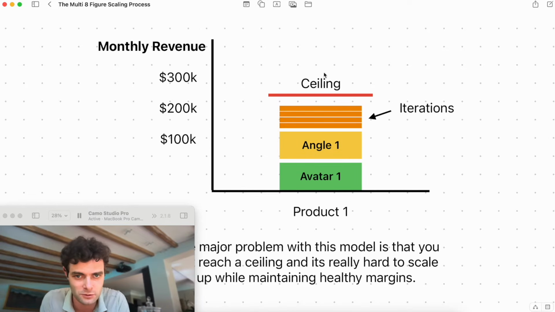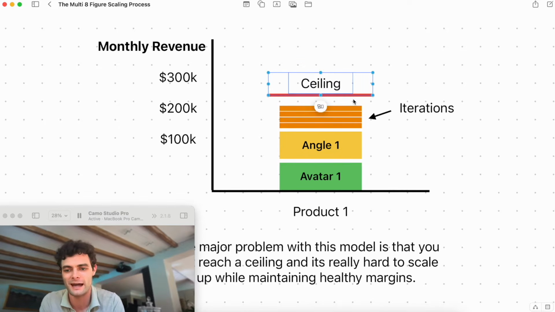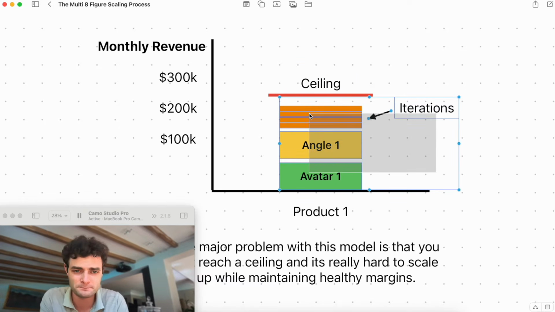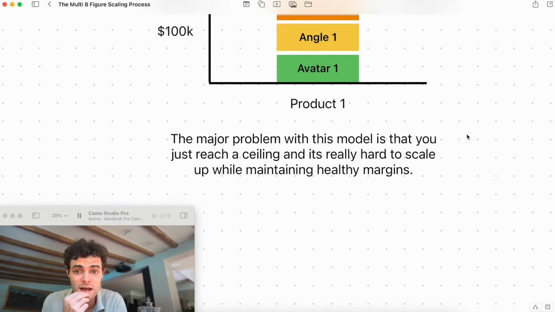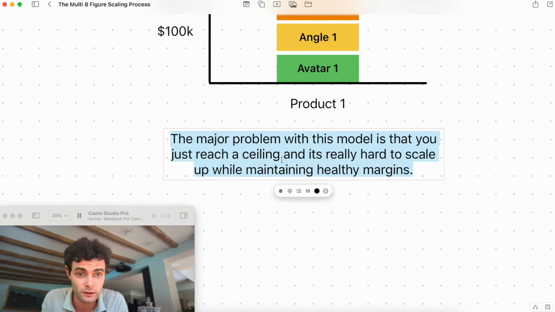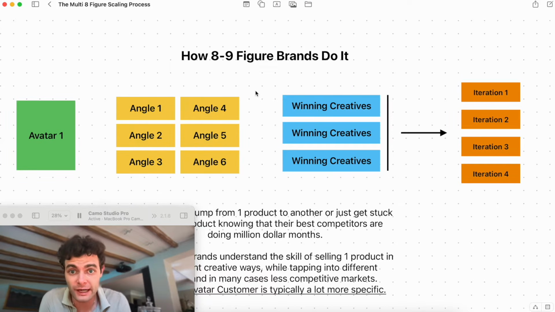So that's normal. This is the only part that I resonate with, but this is where the model just is stuck. It's just too small. It's not really scalable, and most importantly, all of your business is reliant on this process. So the major problem with this model, as I said, is that you just reach a ceiling, and it's really hard to scale up while maintaining very healthy margins. Great, so now let's approach how 8 and 9 figure brands are actually scaling and approaching this.